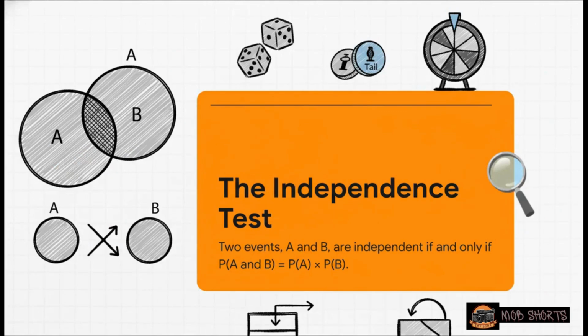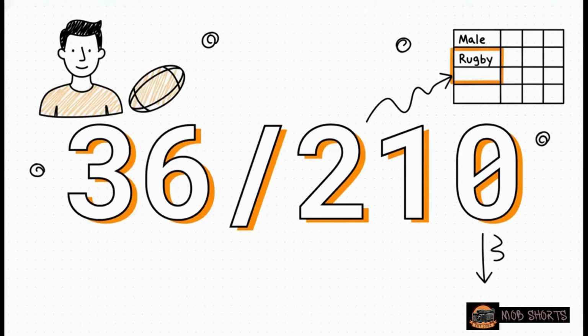Well, there's actually a mathematical test for that. It's called the independence test. And all it says is this: two things are independent if and only if the chance of both happening together is the exact same as the chance of the first thing happening multiplied by the chance of the second thing happening. If those two numbers match, they're independent. If they don't, they're not. So let's do the test.